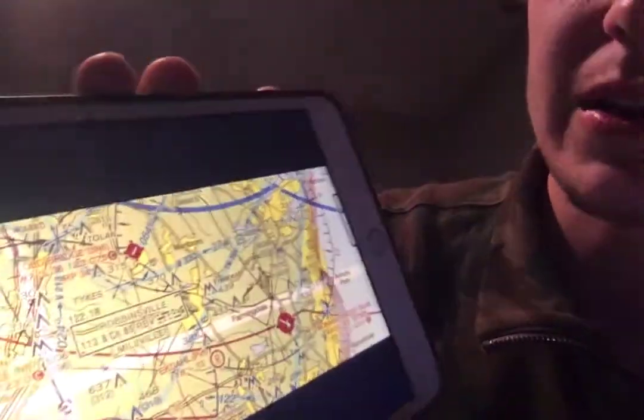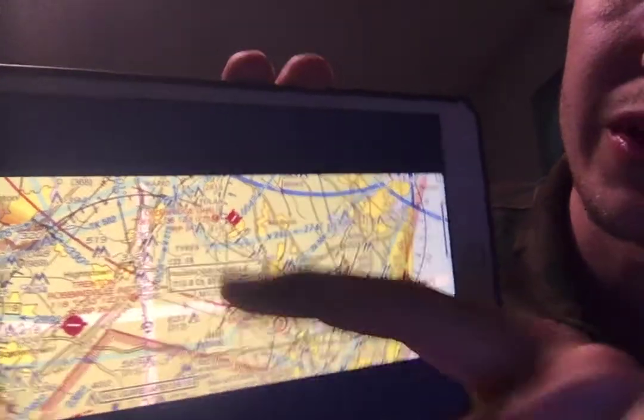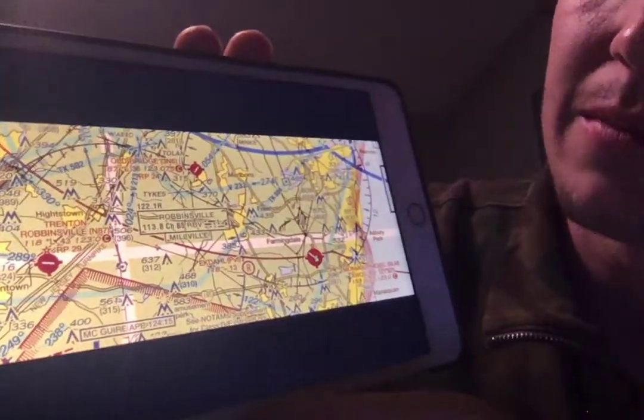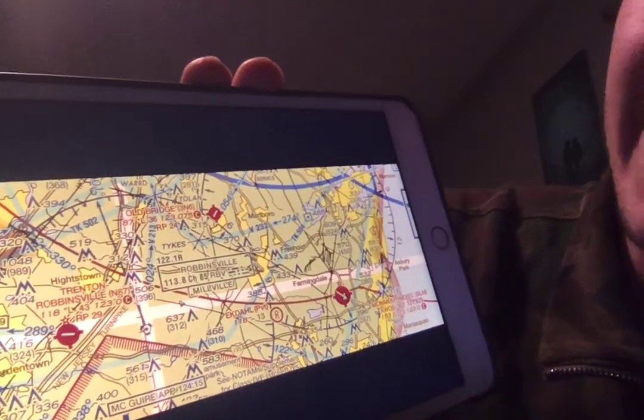And then finally, we have this one, which is a right pattern for runway 29, which is this direction. And it would be a 1,118 foot pattern.